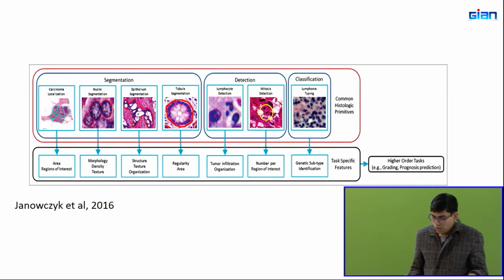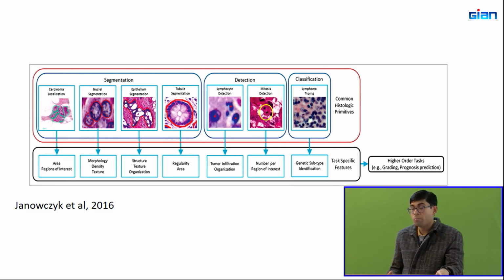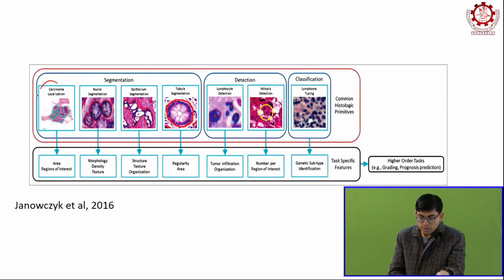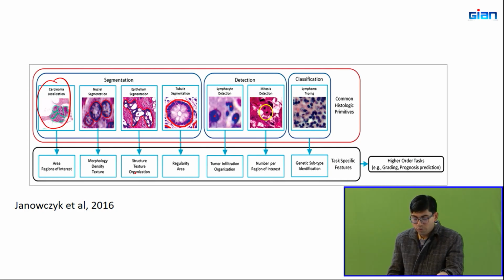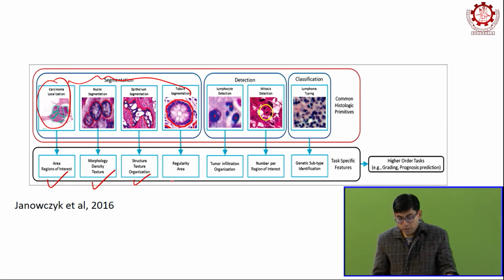So this is just a simple illustration of the different possibilities that we have with the current AI tools that we are developing. So cancer localization, nuclei segmentation, epithelium segmentation, tubule segmentation. We can basically segment out these different regions of interest that you see here. And then what can we do with the segmentations? We can extract the area, the density, the structure, texture, and the spatial organization.